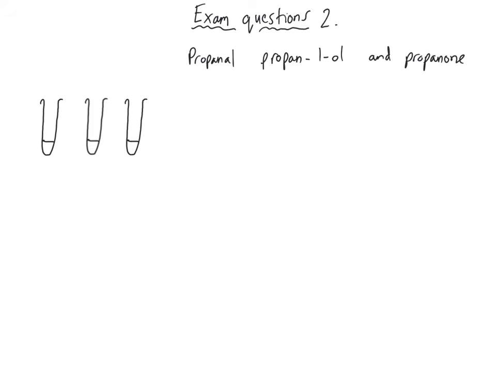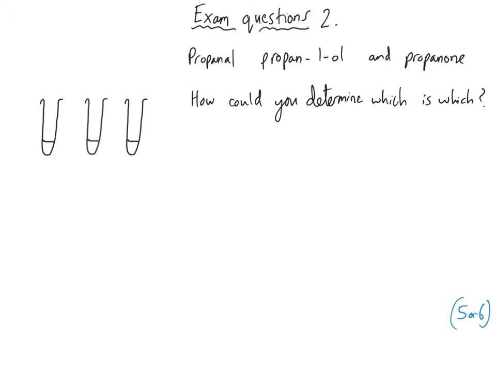The second type of exam question is similar in appearance to the first, but significantly more complicated. So the reason that it's more complicated is that they introduce a 3rd chemical. And so, for instance, we've got propanal, propan-1-ol, and propanone. And so your command is, how could you find out which is which? And this might be 5 marks, or it might even be 6 marks if they're feeling generous.